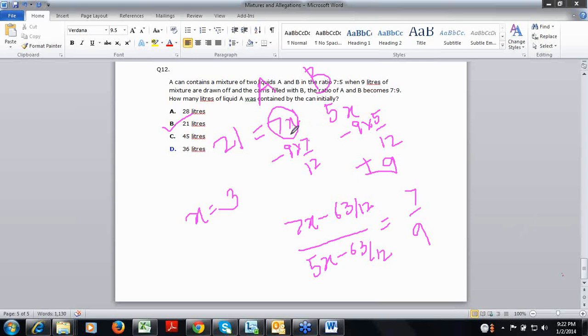Now A initially was 7x, B was 5x, 9 into 7 by 12 was removed. So now A is 7x minus 9 into 7 by 12, means 63 by 12. And B is 5x minus 9 into 5 by 12 plus 9. So 5x minus 63 by 12. Now the new ratio becomes 7:9, so it should equate to 7 by 9.